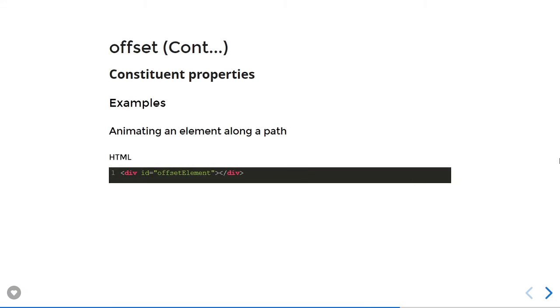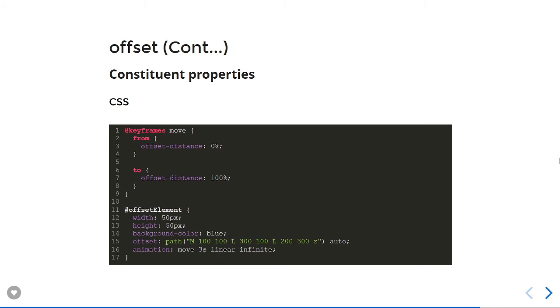Examples: animating an element along a path. So here is the HTML part. We have an ID and a div, and here we have the CSS part. We have defined keyframes with move, and we have set from offset distance to offset distance with an ID offset element. So you can test this example code.